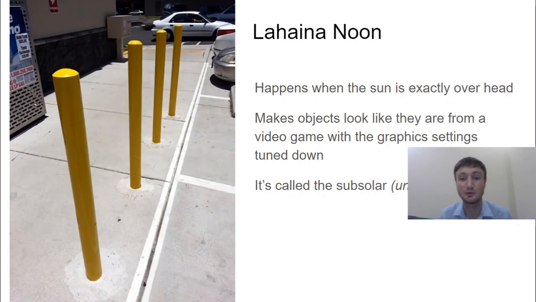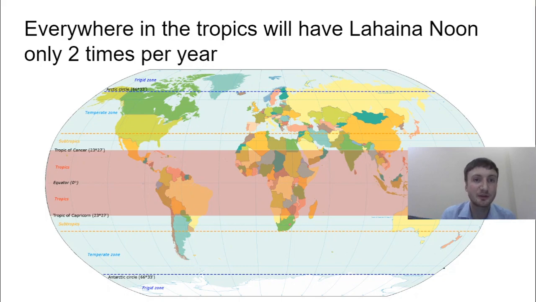Yeah. The proper name is the subsolar point, the under sun subsolar point. So everywhere in the tropics, that's the area between these two lines, between the Tropic of Cancer and the Tropic of Capricorn. This area of the Earth is called the tropics. So we're in the tropics right now. So everywhere in the tropics will have one of these Lahaina Noons 2 times per year, everywhere.